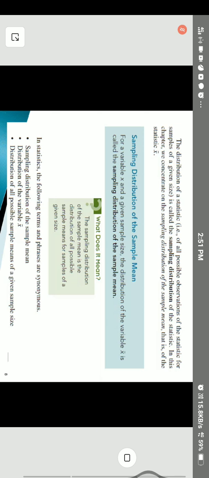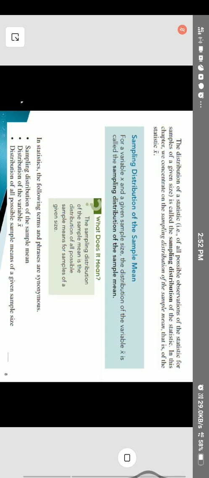So let's say you have a variable X. Earlier we discussed that the variable X is the amount of income tax, for a given sample size. The distribution of the variable X is called the sampling distribution of the sample mean. Confusing, right? Sample distribution, sample mean. So when you do sampling and then look at the mean of your variable, you call the mean of the variable the sampling distribution of your sample mean. The sampling distribution of the sample mean is the distribution of all possible sample means for samples of a given size. When you take a sample of 10, and then take another 10, the sample mean may be different for a given size.